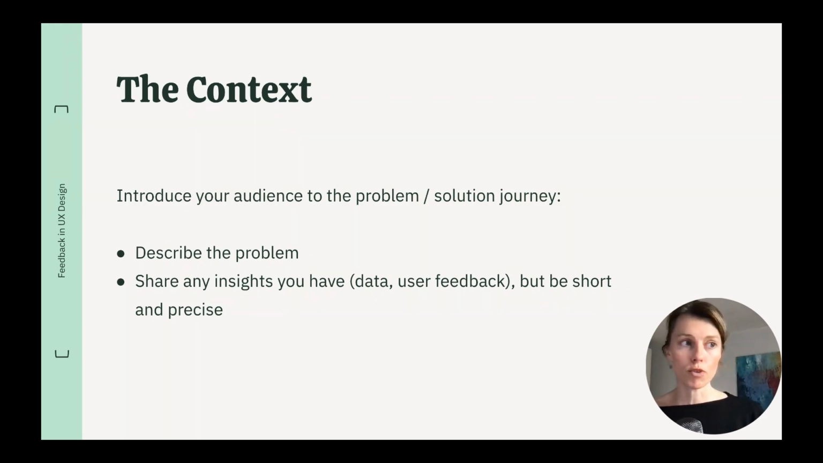Maybe there are certain restrictions, certain requirements that you had to design in. But keep it short and precise. So this is not about a research feedback session or a research outcome presentation, but give your audience enough information to kind of create a box, a frame of where they should and can provide feedback.